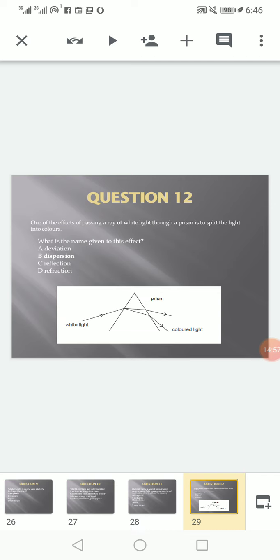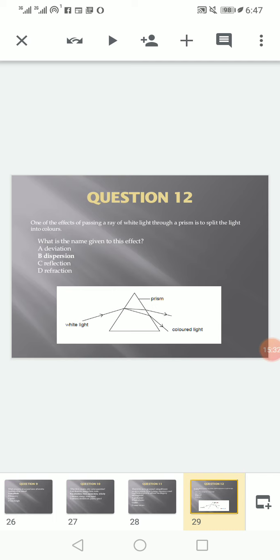One of the effects of passing a ray of white light through a prism is to split the light into color. What is the name given to this effect? I've mentioned this before. When white light passes into a glass prism, it is separated into different components, and the phenomenon is called dispersion. The options we have here are deviation, dispersion, reflection, and refraction. It is not deviation, it is not reflection, it is not refraction, but it is dispersion.